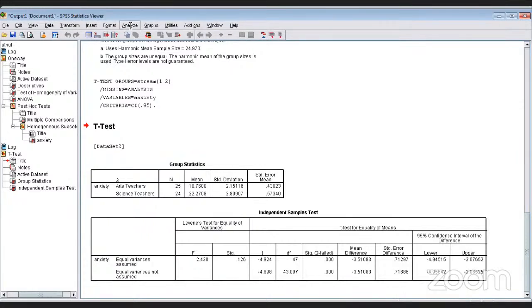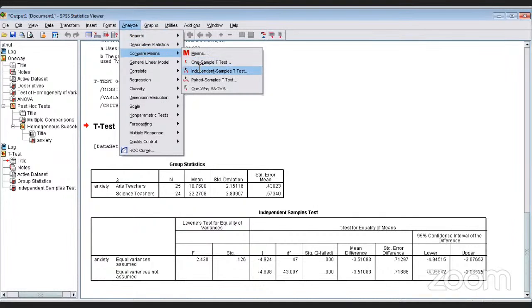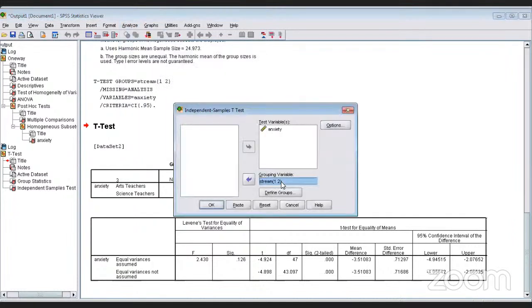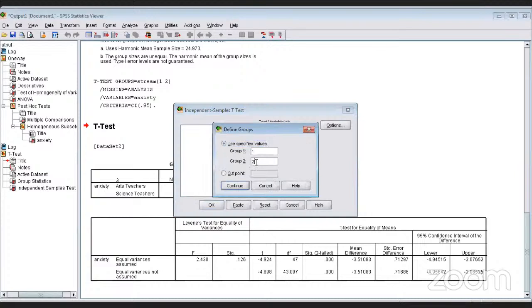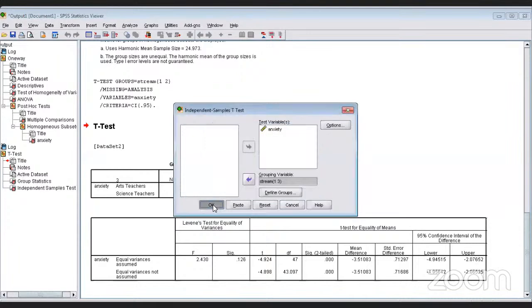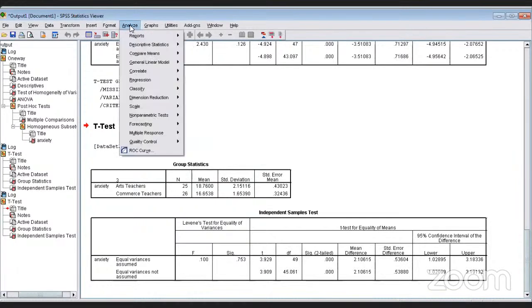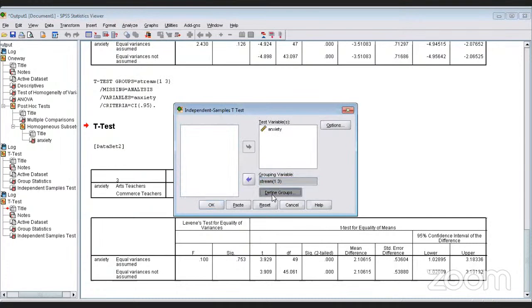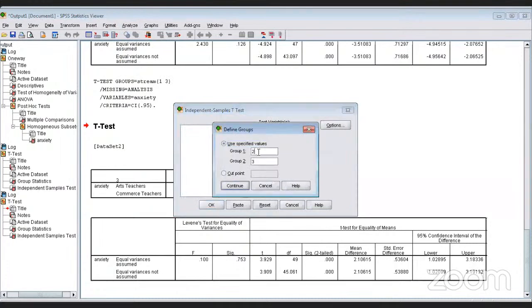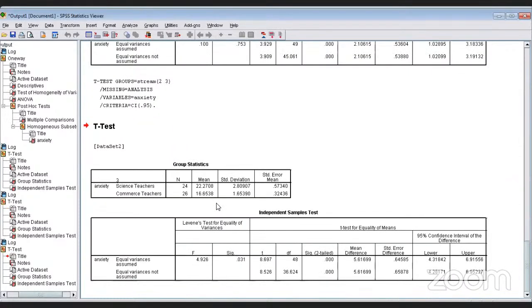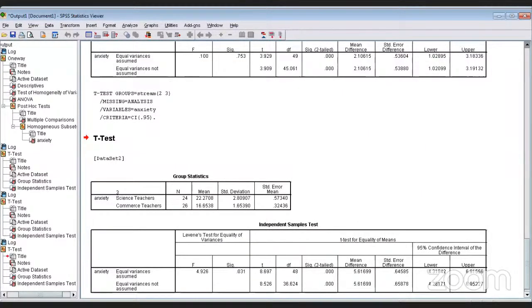Now, you have to do it 3 times. Now I say arts and commerce, so 1 and 3. So this is the one. And now I have to do it for science and commerce, so 2 and 3. So this is how we have to write this.